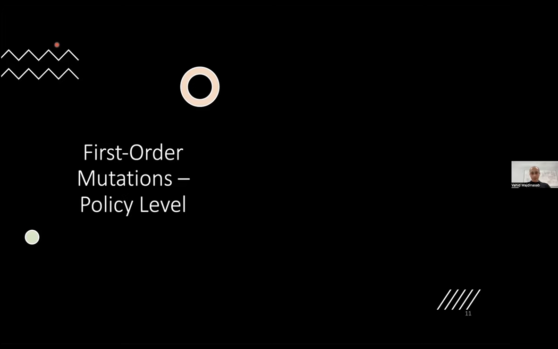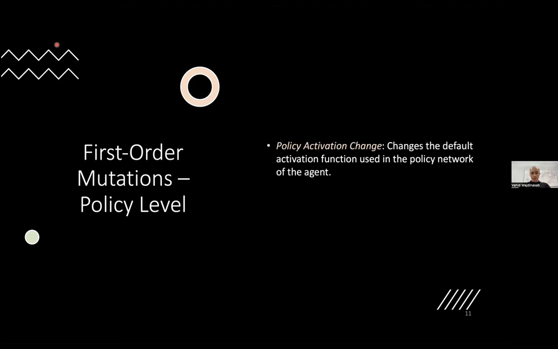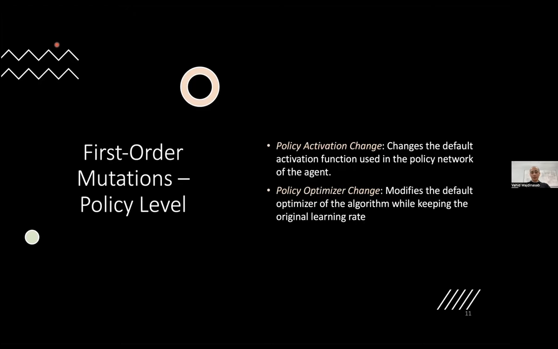Now, the policy is what the agent has learned about how to behave in the environment. We have two mutation operators for the policy level. The first one is the policy activation change, where we change the activation function of the agent's neural network. So for example, we change a ReLU to a sigmoid function. And then we have the optimizer change, which changes the optimizer that is used to update the agent's neural network. So for example, instead of Adam, we use stochastic gradient descent.